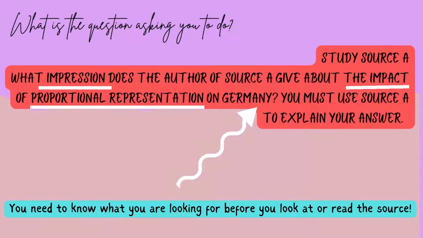What is the first thing you should do before putting pen to paper and answering your Part A question? Well, that's easy. You need to read the question and find out what it's asking you. So in the example we have on the screen, it is asking what impression the author gives about the impact of proportional representation on Germany. Here you can underline, highlight, annotate your question to find out exactly what the question is asking you before you even go in to read the source.